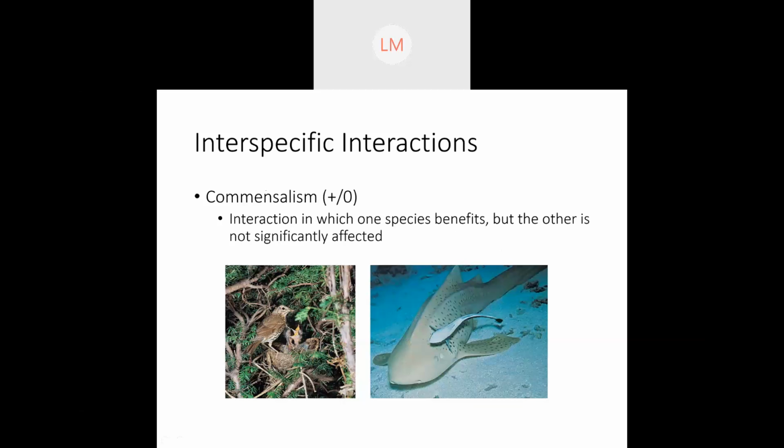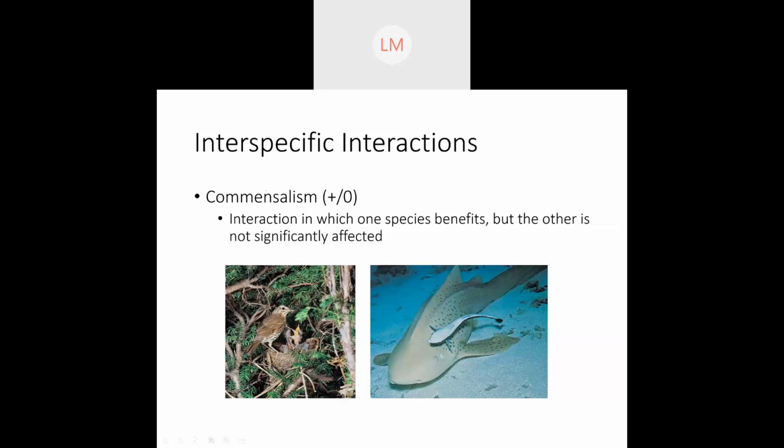Commensalism is another type of interspecific interaction. This is where one organism is benefiting and the other one is not affected really at all. So it's not a negative interaction, they're not harmed, but it's not really a positive interaction. They're not getting anything out of it. So they're just kind of unaffected. So a great example of this is birds nesting in trees. Okay? Birds are obviously benefiting, the tree's not really affected. So that's a commensalistic relationship.